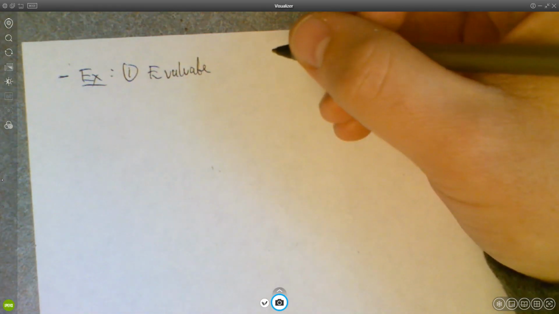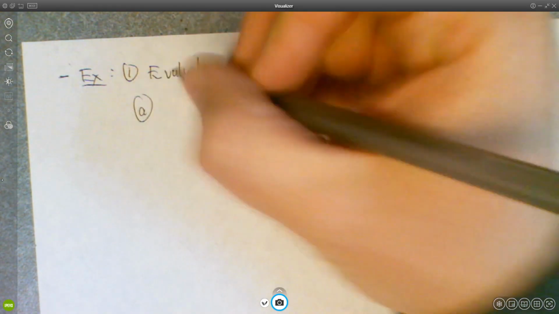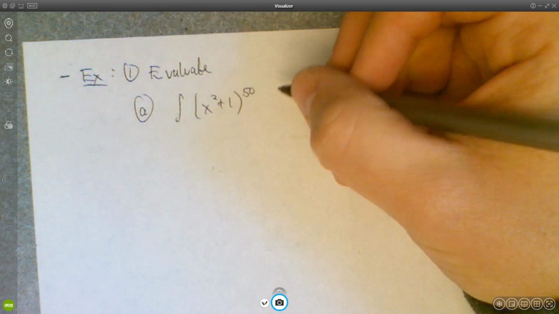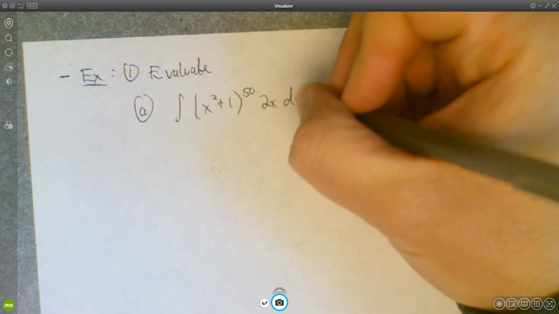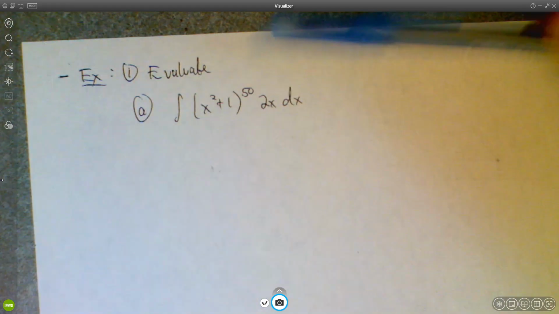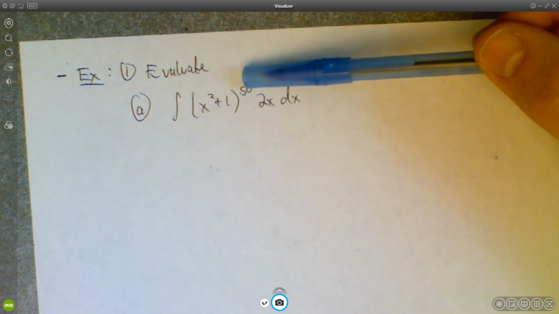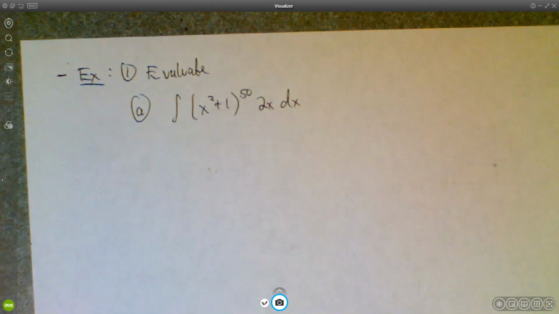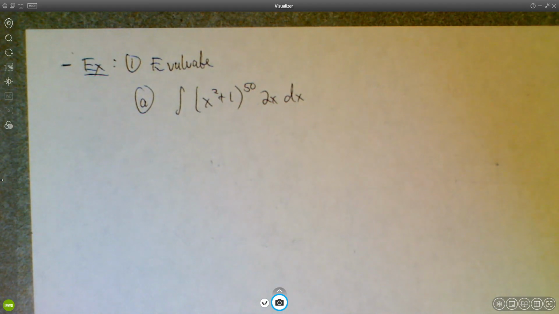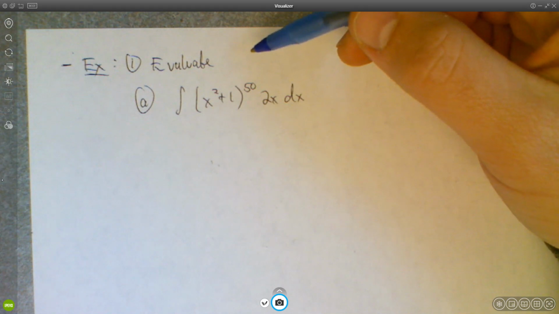So let's evaluate some integrals. First of all, to give you an idea of what I'm talking about, let's say that we had something like x squared plus 1 to the 50th power times 2x dx. Now, we could evaluate this integral by, first of all, multiplying this by itself 50 times. Now, that would take you probably weeks. Maybe not quite that long, but it would take you a long time. Man, that would take forever. And then you'd end up with this really big, long, nasty problem.